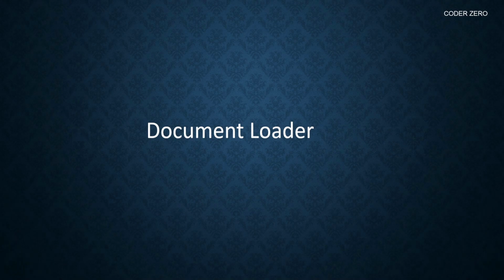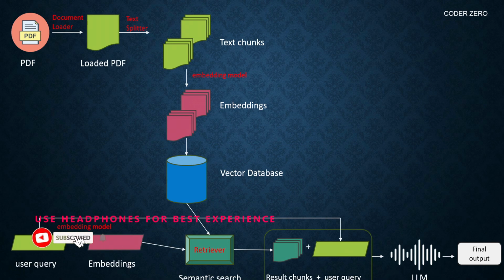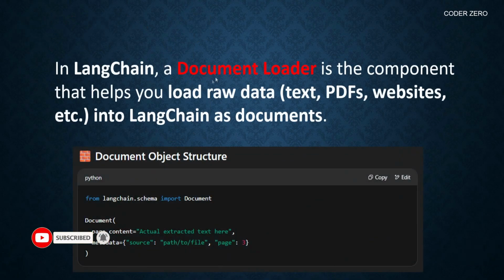Today we'll be talking about document loader. Now in our pipeline we have document loader here. A document loader is the component that helps you load raw data either from text files or PDF files or websites or different sources into LangChain as documents, and each document object has page content and metadata. Page content has the actual text and metadata has the metadata related to the text.